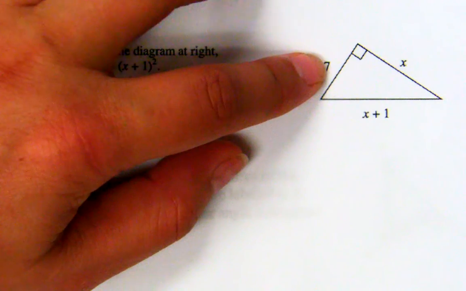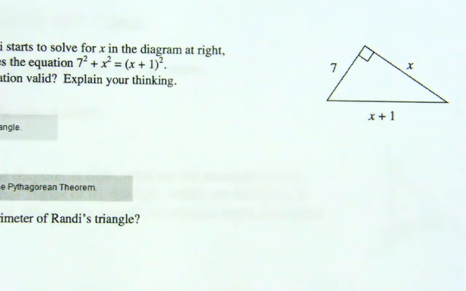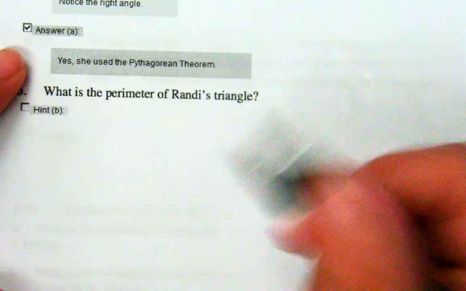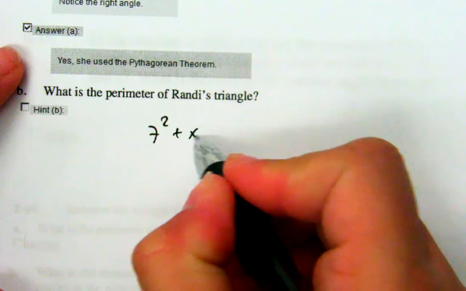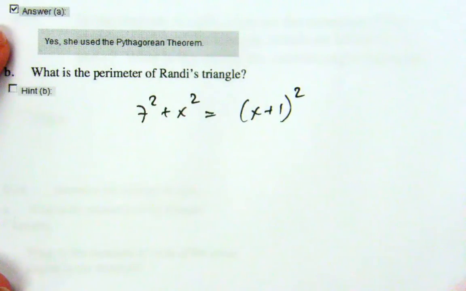So that was your leg squared plus your leg squared is equal to your hypotenuse squared, and your hypotenuse is x plus 1. The only question is next, what is the perimeter? So in order to do that, you actually have to solve the equation. So 7 squared plus x squared equals x plus 1 squared.